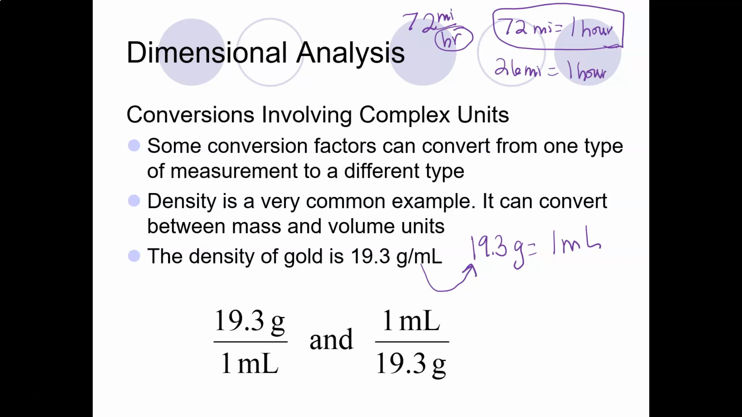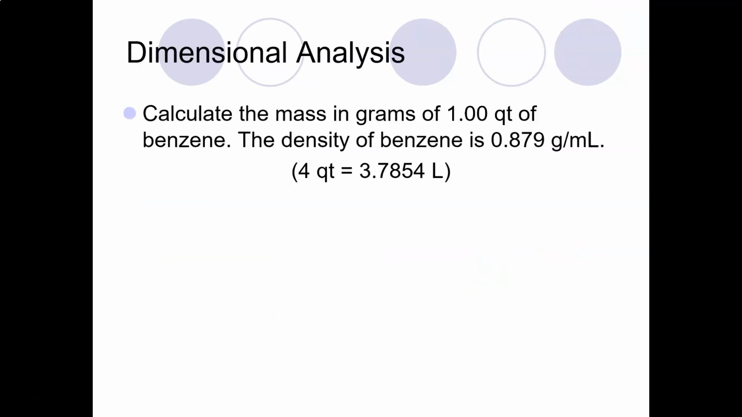We just put a 1 next to the bottom unit, and then I can use it like a unit factor. Okay. So let's try one. These start getting more tricky for people because there's more numbers in the question, and that's where it gets weird. But it's going to be fine. We'll talk through it. So calculate the mass in grams of 1.00 quarts of benzene. The density of benzene is 0.879 grams per milliliter, and we're told 4 quarts is equal to 3.7854 liters.